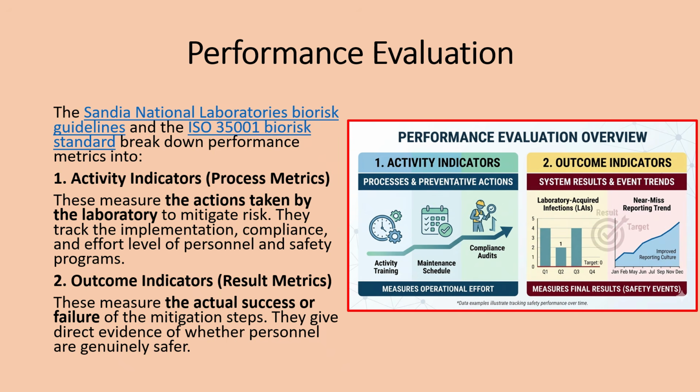Second one is outcome indicators, also called result metrics. These measure the actual success or failure of the mitigation steps. They give direct evidence of whether personnel are genuinely safer.